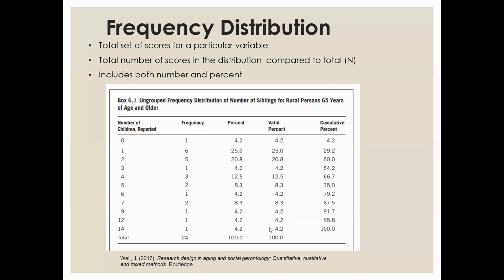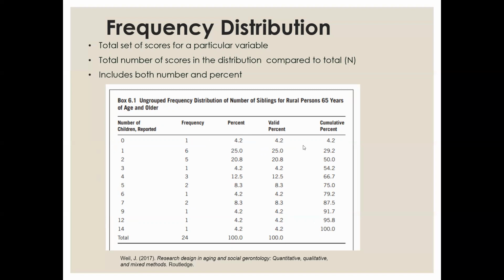The valid percent in this case is the same as the percent. It just means that if somebody didn't answer and said, I don't want to tell you how many siblings I have, we would take them out of the count for the valid percent. So don't worry right now about that here.